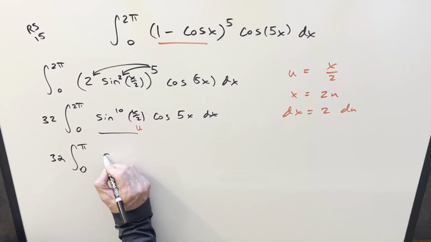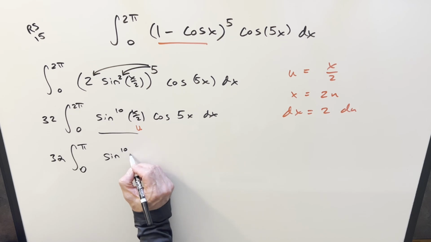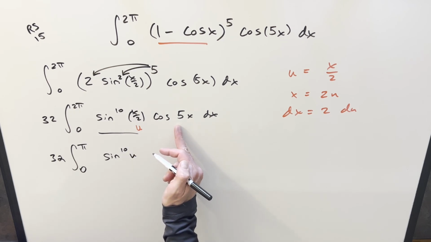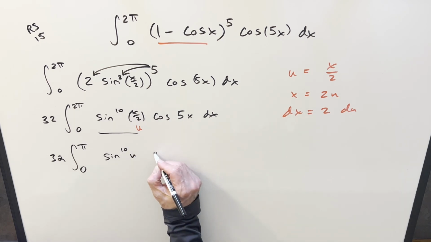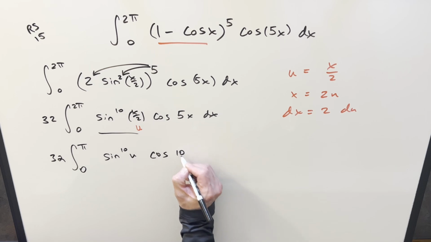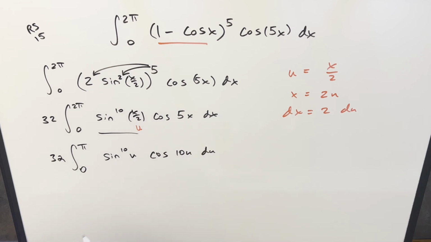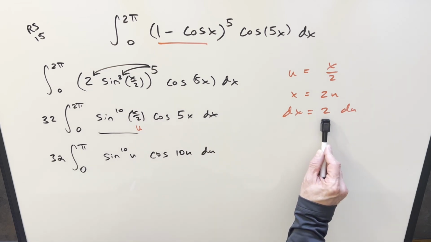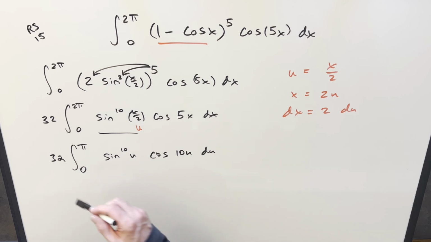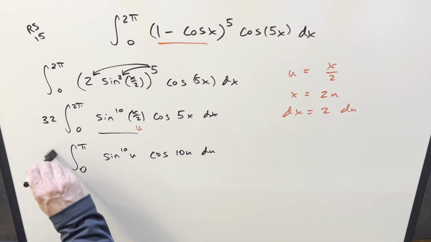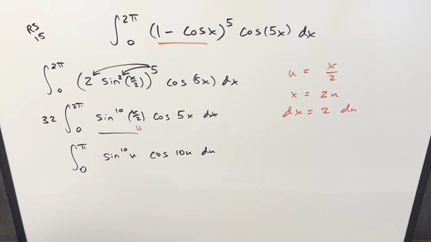Then this one is going to be sine to the 10th of u. Cosine 5x, you plug 2u in here, this becomes cosine 10u du. But actually, I forgot that 2 right there. Let's bring that out front as a constant. I can multiply times 32, and we can make this into 64 over here.